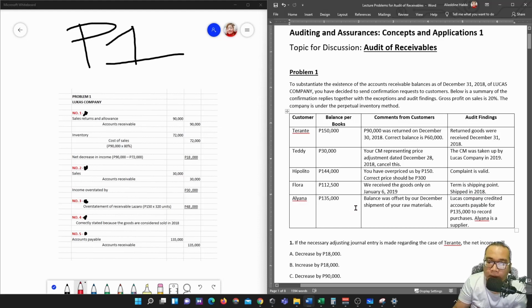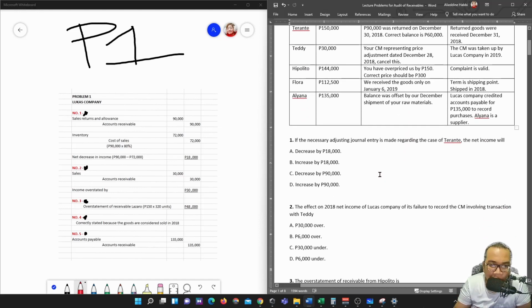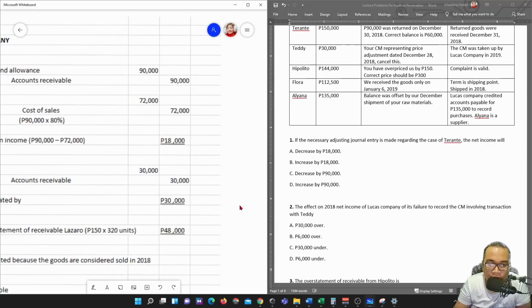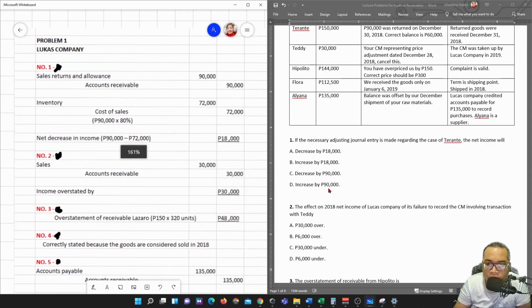So, Aliana, 135, balance was offset by December shipment of your raw materials. Ngayon, si Lucas Company credited accounts payable for 135 to record purchases, Aliana supplier. So basically, para kay Aliana, quits tayo dito. Bakit? Yes, may na-receive kaming goods galing sa'yo, pero nag-deliver rin kami ng raw material sa'yo. So yan, dapat ma-cancel out lang. Diba? Yun yung sabi ni Aliana. So with that said, ito na yung mga problems, mga requirements for this. So, yun.